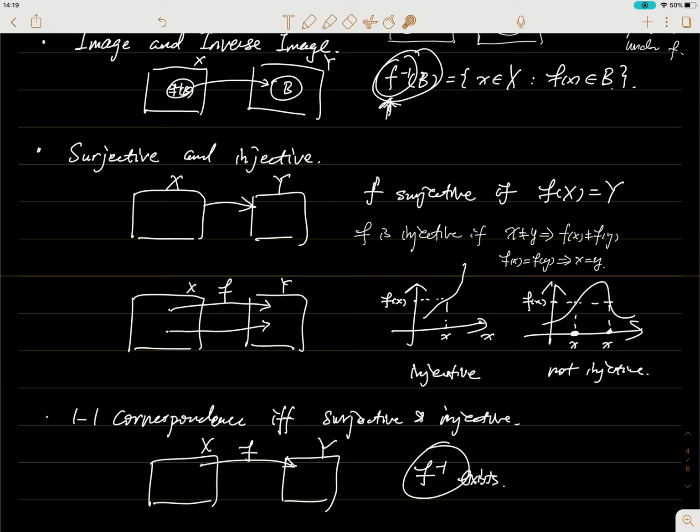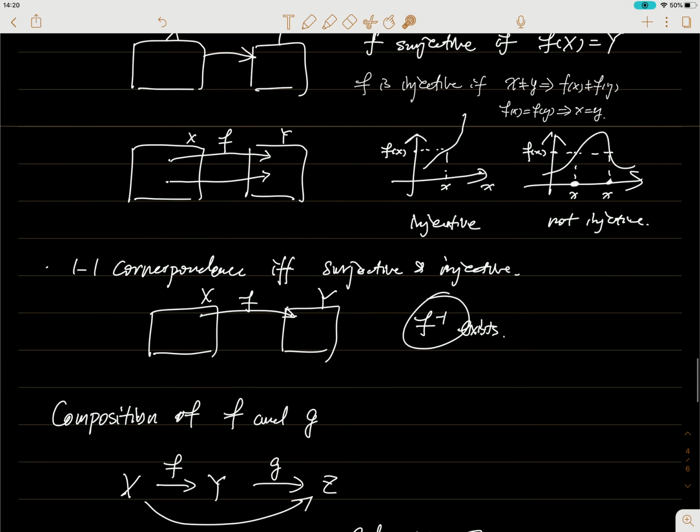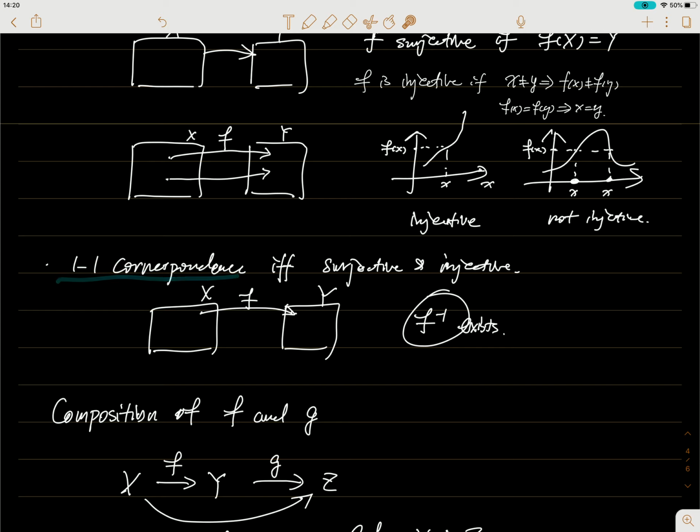And then if this is filling up the entire interval, then it is also a one-to-one correspondence. For example, if the function looks like this, filling up the entire real line, then this function f is injective and is a one-to-one correspondence. If the function looks like this, it's not going to fill up the entire Y direction, then this function is only injective but not a one-to-one correspondence. Okay, so that's the one-to-one correspondence that we just mentioned: a function is a one-to-one correspondence if and only if it is surjective and also injective.